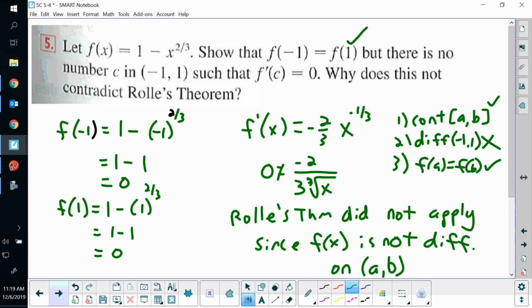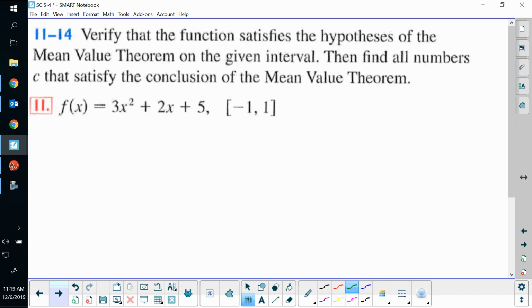All right, hopefully we feel pretty comfortable with Rolle's theorem. We're going to try a mean value theorem problem now. So similar to the Rolle's directions, we're going to verify that the initial hypotheses check out, and then we'll find any numbers that satisfy the mean value theorem. Mean value theorem, remember, has got the m, so we're setting the derivative equal to the slope between the endpoints.